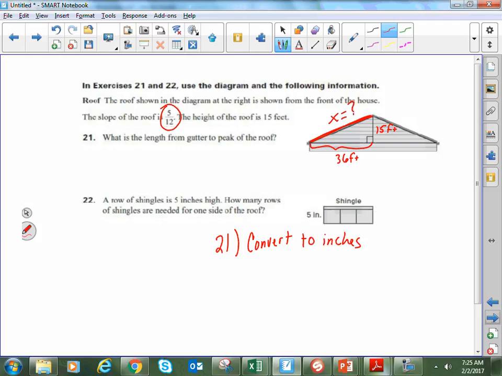So you need to convert it into inches and then divide it by 5 to figure out how many rows of tiles or rows of shingles you would need to answer that one. So that's it. Those are the most common questions that I got on 7.2.